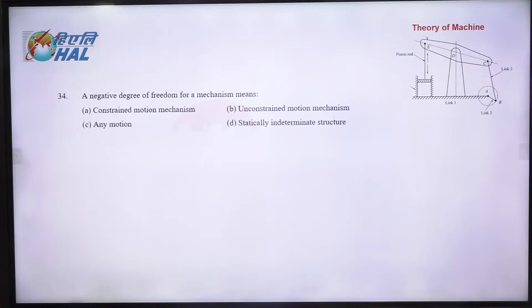What is the meaning of negative degree of freedom in the mechanism? What do you mean by negative degree of freedom in the mechanism? So tell me, what do you understand by negative degree of freedom in the mechanism?